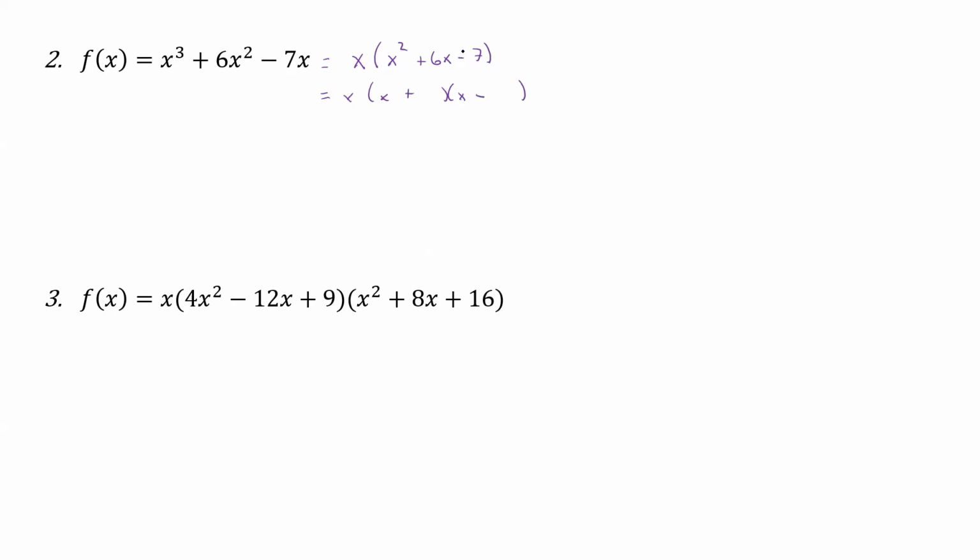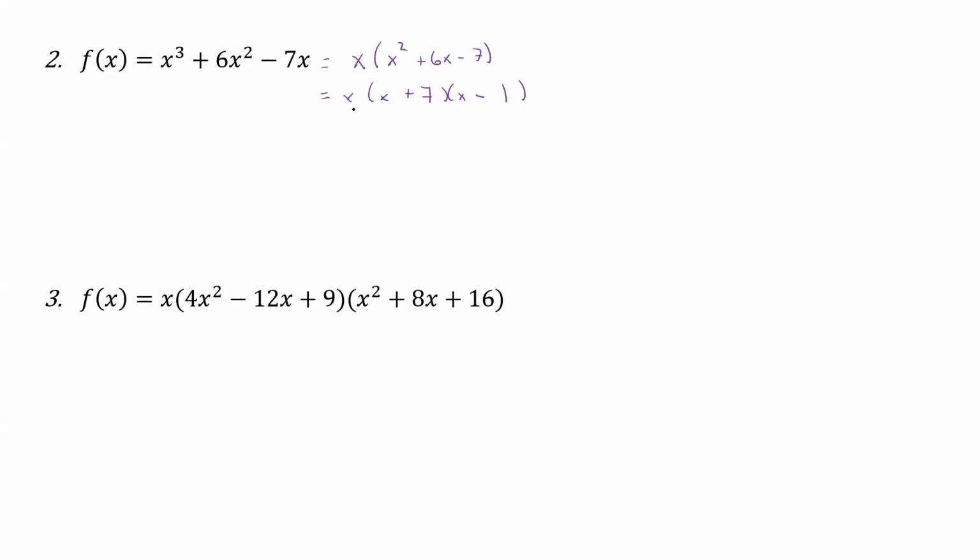Then I have to decide, how do I get a plus 6 in the middle? Well, if I use a plus 7 and a minus 1, I'll have 7x minus x, which is going to give me a 6x, and then that gives me minus 7. So that's going to be the factored form of this polynomial.